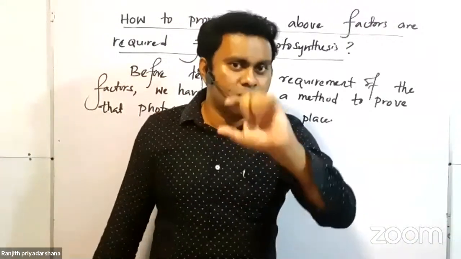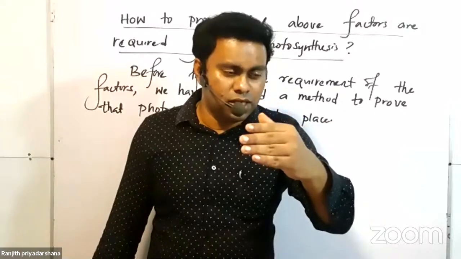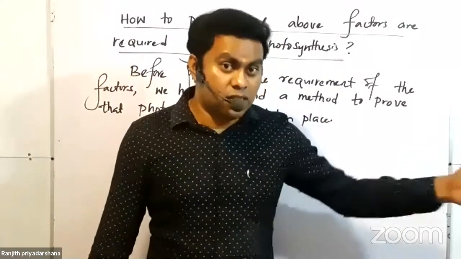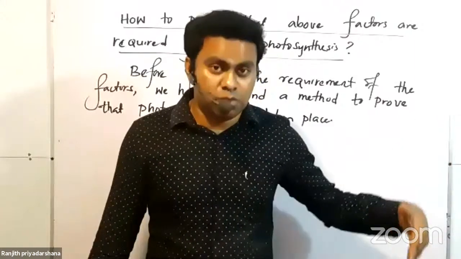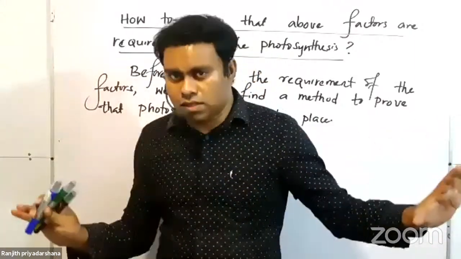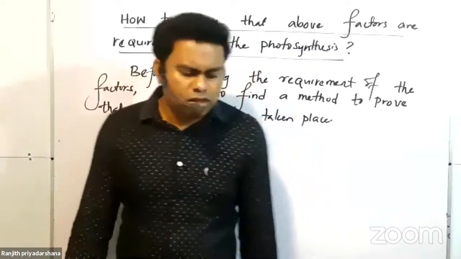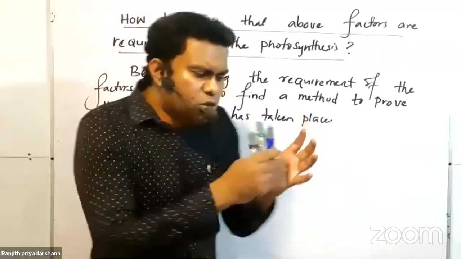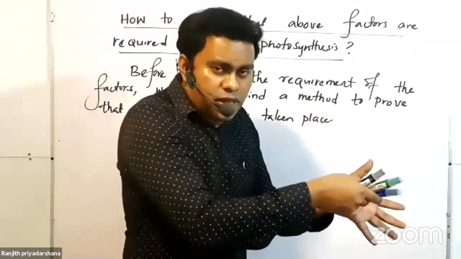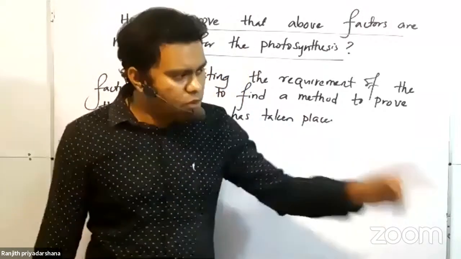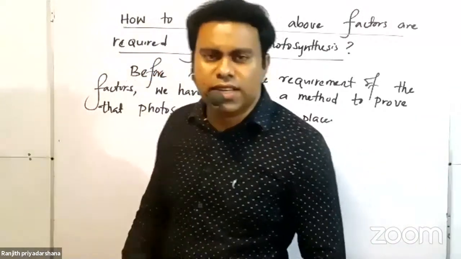Then we can conclude that the factor is essential, because in the absence of that factor there is no photosynthesis. But before we jump to that conclusion, we have to know a method to prove that photosynthesis has taken place.